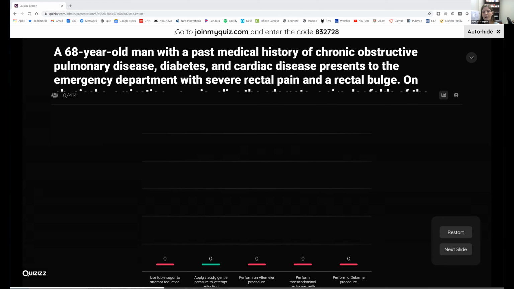What you do want to assess when you see the patient in the emergency department is you want to make sure that their pain doesn't appear to be related to ischemia or strangulation of the prolapse. But barring that, you should attempt reduction. Table sugar can be an adjunct to your attempt at reduction in that it can help draw out some fluid and reduce edema, but that wouldn't be your initial step. Proceeding with a surgical intervention for prolapse would really only be indicated on an emergent basis if you were unable to perform a reduction.